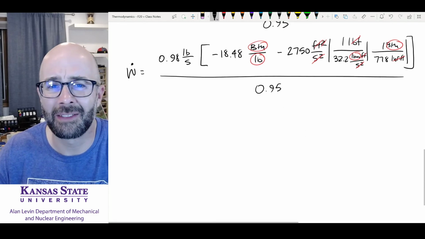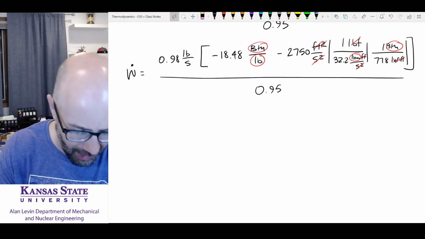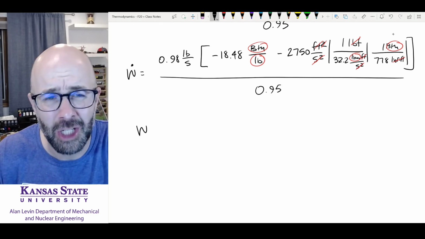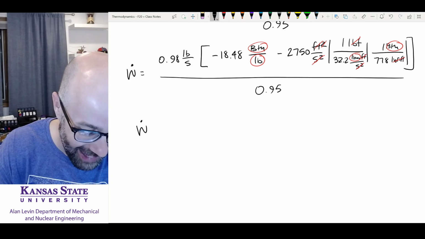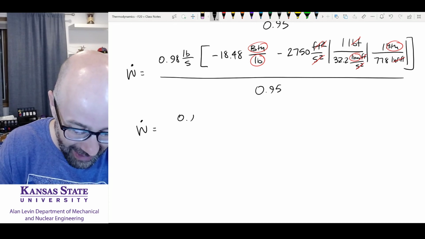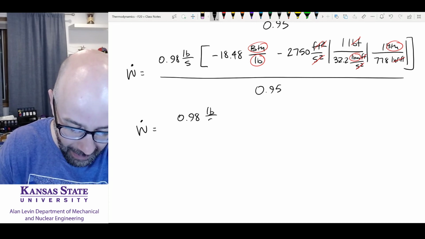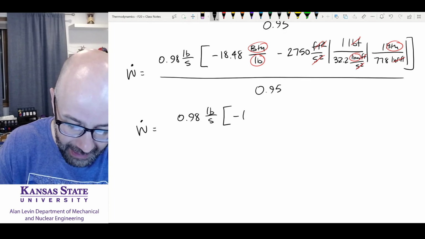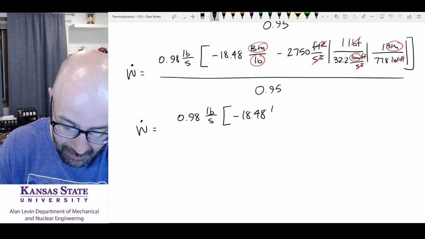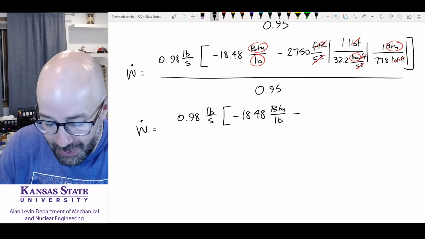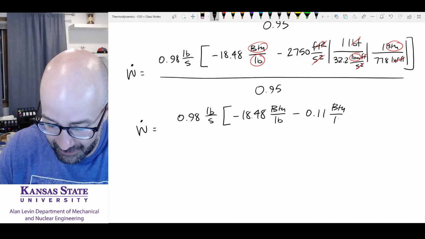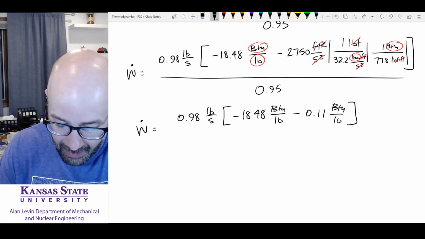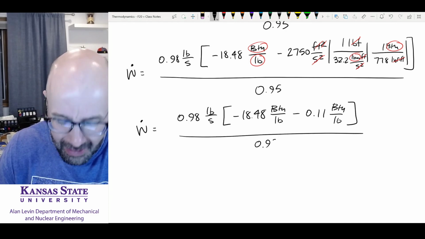I'm not going to add them together right now. I'm going to show you what that calculation is going to give you. Negative 18.48 BTU per pound minus 0.11 BTU per pound, all over 0.95.